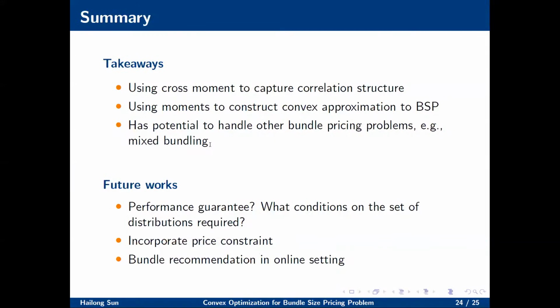In fact, a more interesting case is what we call the partial mixed bundling problem, where instead of considering all the possible bundles, we only price a few bundles. So this problem is more challenging than others, since it involves price constraint, which is very hard to deal with. So in future work, we would like to consider, for example, proving some performance guarantee or incorporating the price constraint. And also here is an ongoing project, which is bundle recommendation in online setting.